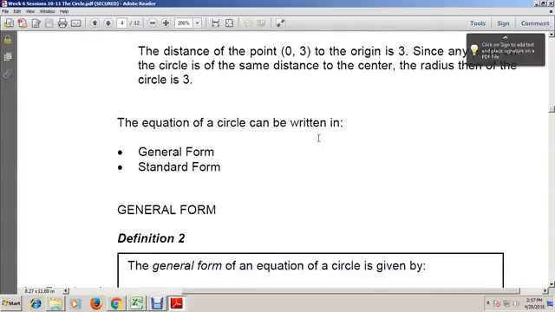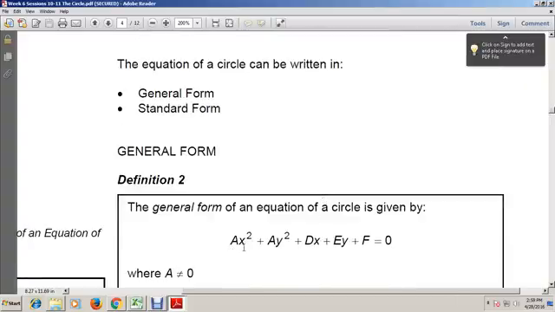Okay, so let's proceed with the equation of the circle, which has two forms. One is called the general form, and the other is called the standard form. The general form of the circle has the form ax squared plus ay squared plus dx plus ey plus f equals 0. What we see here is that x and y are the variables that represent the ordered pairs on our Cartesian plane. The circle has degree 2.